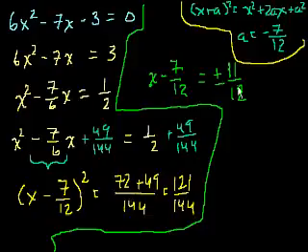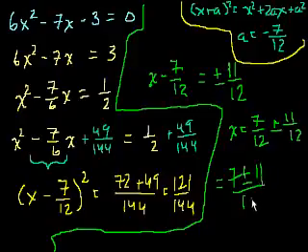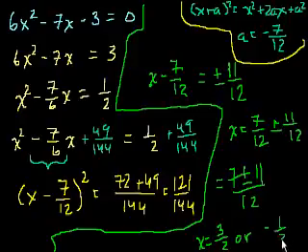So then we could add 7/12 to both sides of this equation, and we get x is equal to 7 over 12 plus or minus 11 over 12. Well, that's the same thing as 7 plus or minus 11 over 12. So what are the two options? 7 plus 11 is 18 over 12. So x could equal 18 over 12, which is 3/2. Or what's 7 minus 11? That's minus 4/12, so it's minus 1/3. There you have it. That is completing the square.